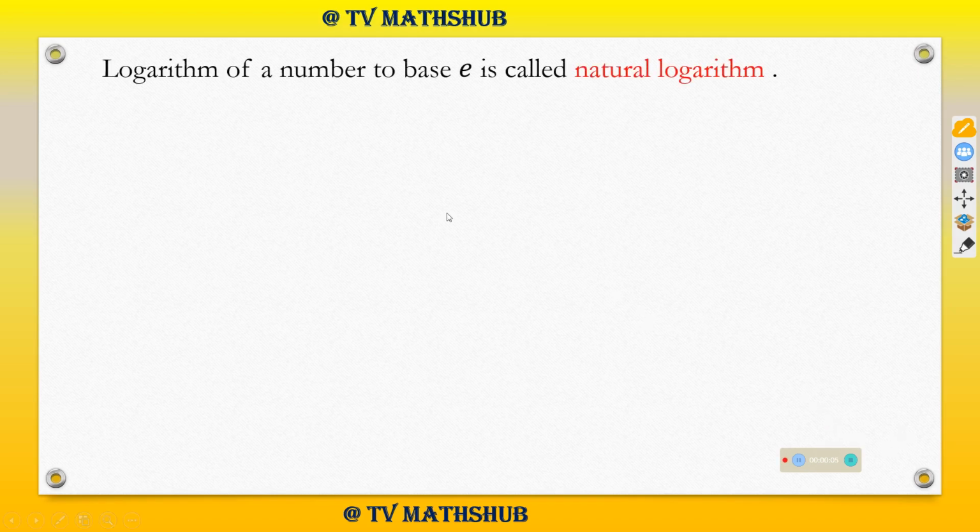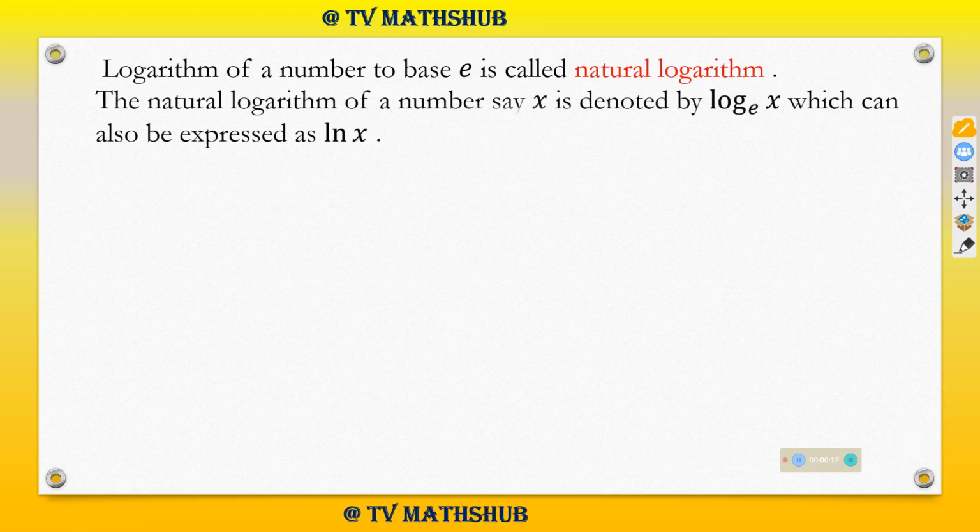We shall be saying that the logarithm of a number to the base of e is what we call the natural logarithm. So if we have the natural logarithm of a number, say x, we shall be denoting this by log e of x. Remember, any logarithm that has a base of e is what we call a natural logarithm.